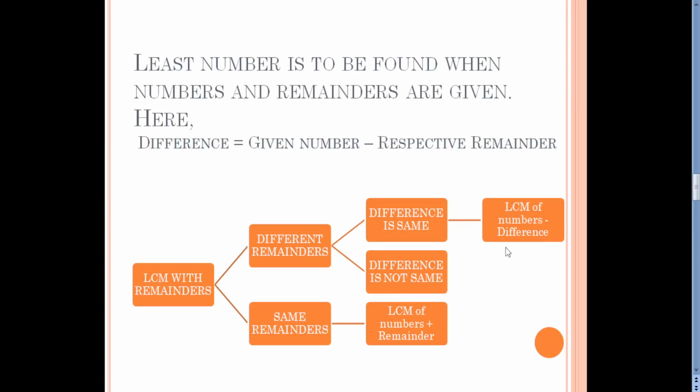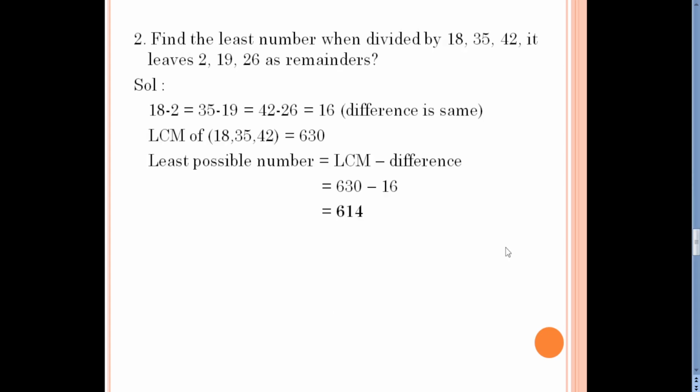Since we are putting in more effort, we don't want this difference now, so let us take it out. So what is the LCM of 18, 35, 42? 630. After that we need to take out this difference. So 630 minus 16. So finally we have got the answer 614. So 614 is the least possible number.